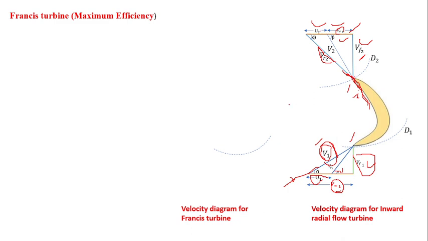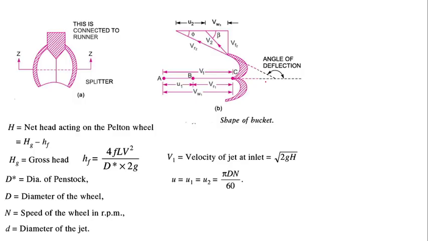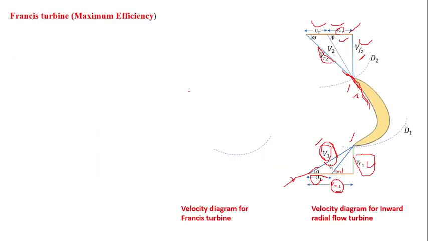In case of the Pelton wheel, U1 and U2 are the same, so the formula will be different. So here we consider the general one. This is the general velocity triangle for inlet and outlet. We have seen that for the inward radial flow turbine.